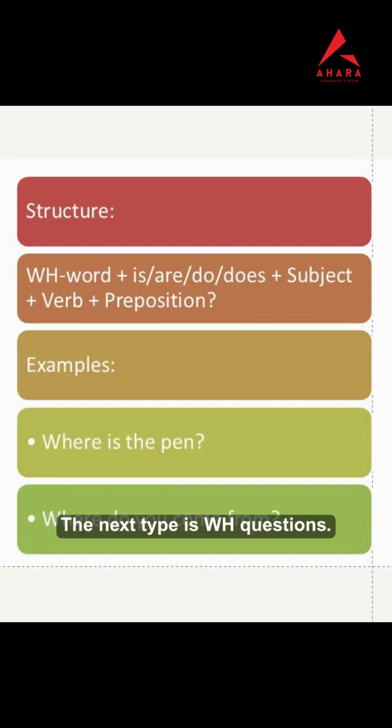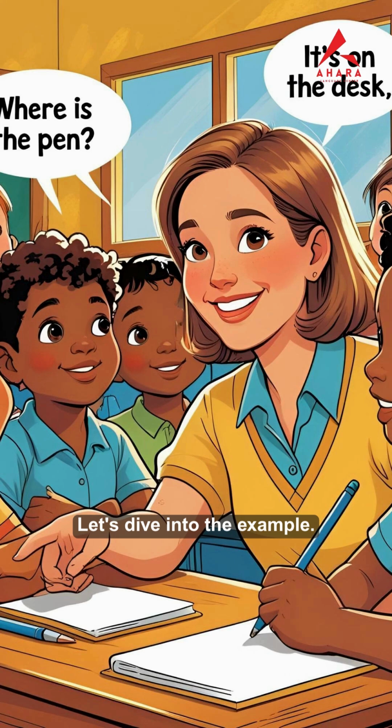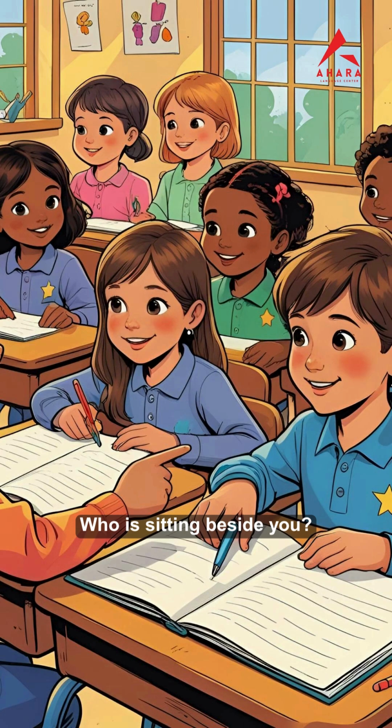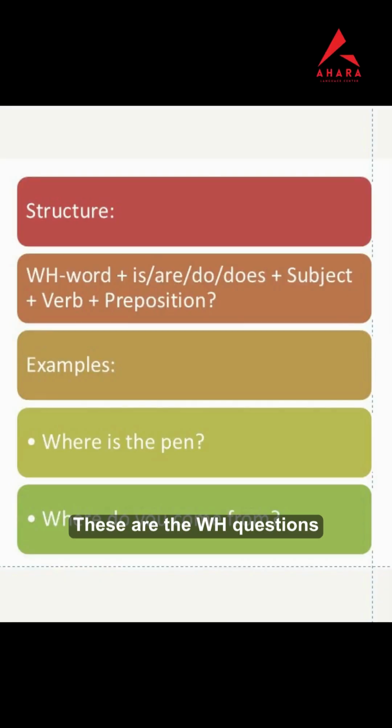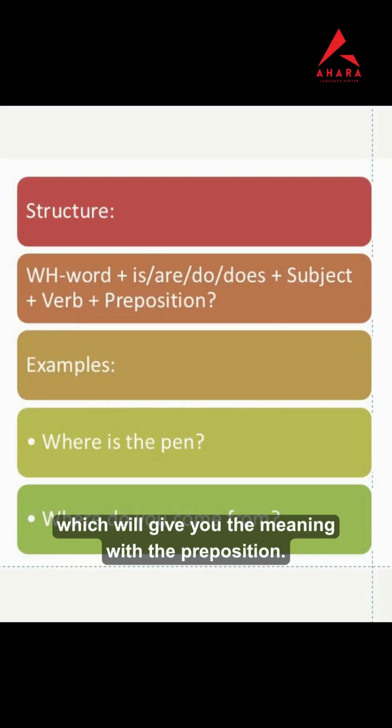The next type is WH questions. See the structure. WH word plus is, are, do, does plus subject plus verb plus preposition. Let's dive into the example. Where is the pen? It's on the desk. Who is sitting beside you? Where do you come from? These are the WH questions which will give you the meaning with the preposition.